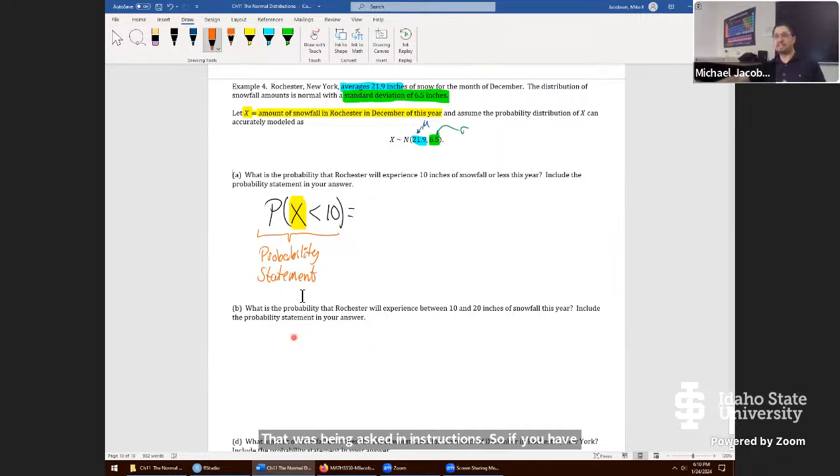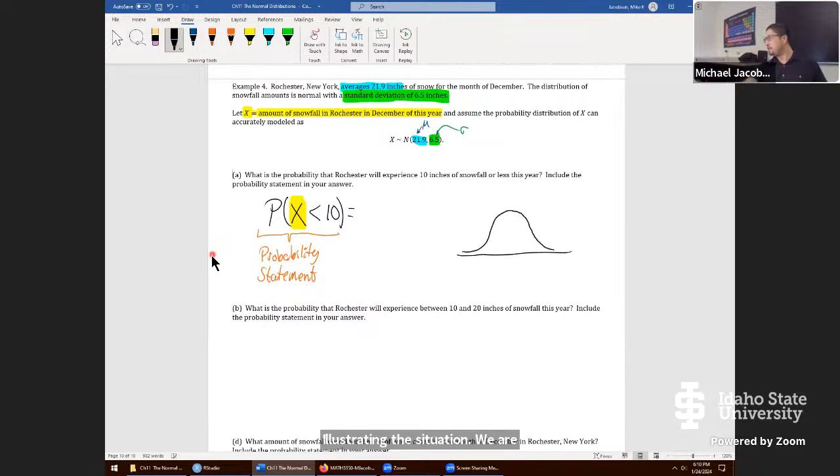We still need the probability, so let's begin by illustrating the situation. We're assuming normality for the snowfall. So here's X in inches. And the other problem, I didn't put this down as much, but if you like, it's not a bad idea to say where X lives. It's on the horizontal axis, put in the unit, and that'll help a lot with practical interpretations. 21.9 will go right here.